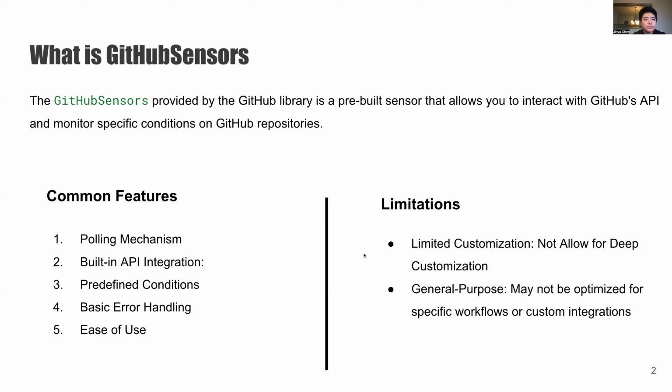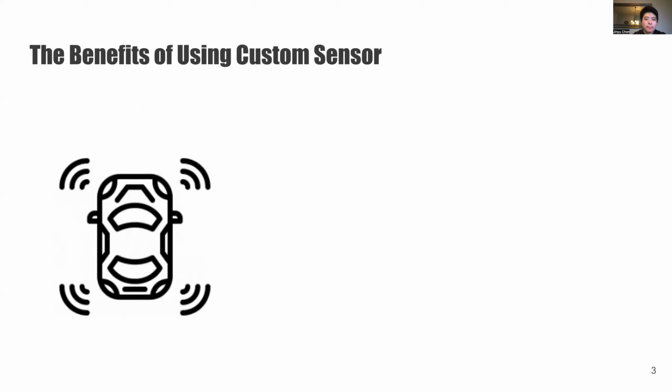Okay, all right. So the benefits of the custom sensor. All right, the key feature, the custom logic. The default sensor, like I already mentioned, is predefined. So if we use the custom sensor, we can build it with the scenarios, with the use cases we need, right?